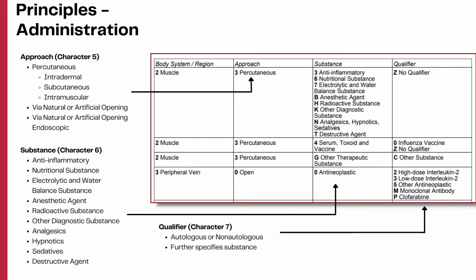Now, the sixth character specifies the substance that is actually being introduced. Substances are divided into broad categories like an anesthetic agent or a contrast material or blood products such as platelets. Okay, now the seventh character is a qualifier and is used to provide further details about the type of substance given to the patient, like whether it's a vaccine or an insulin or a monoclonal antibody, for example. That's for the seventh character.